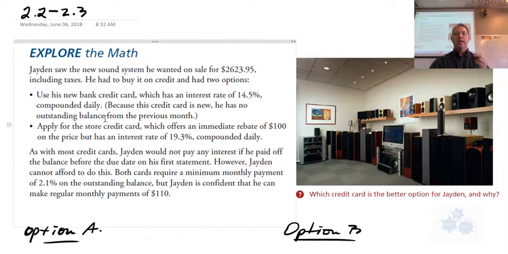The second option is a store credit card, which offers a $100 rebate, and a rebate is when you get money back, right? So basically, the total will be this minus $100, so $2,523.95. The interest rate is going to change, it's still compounded daily. So he can make payments of $110 per month.